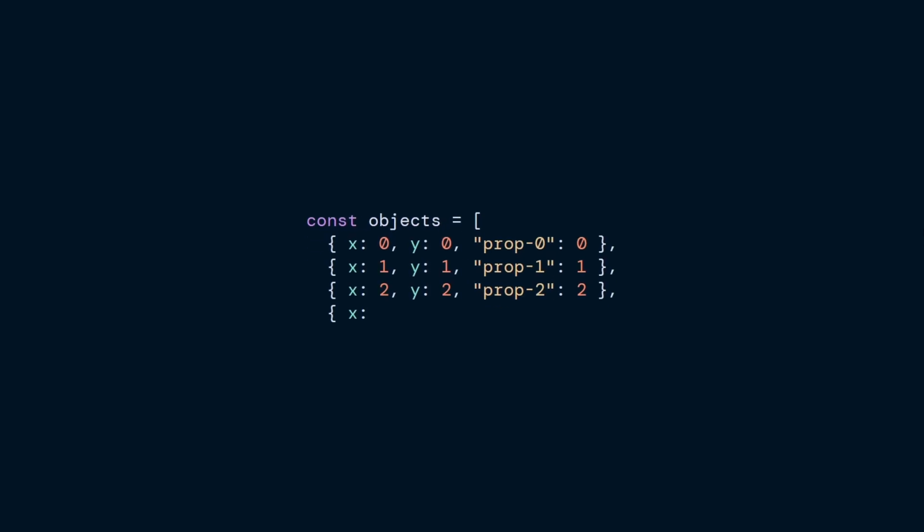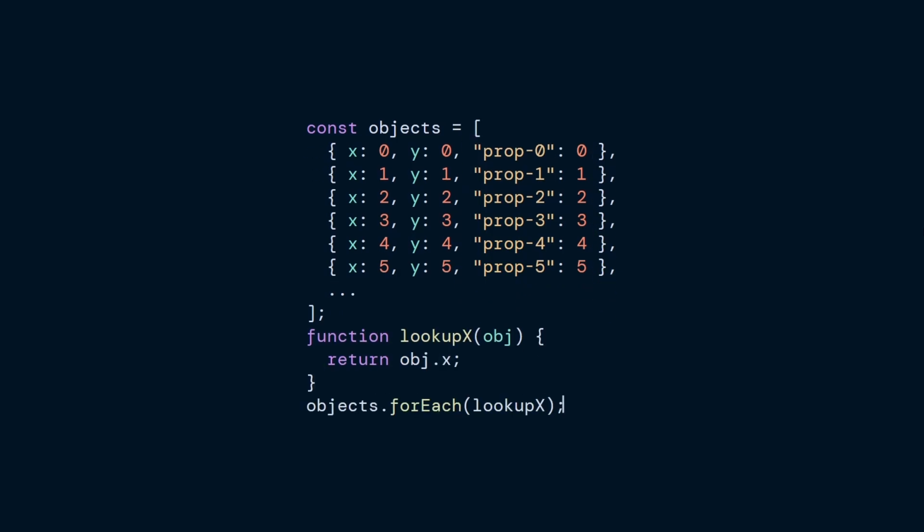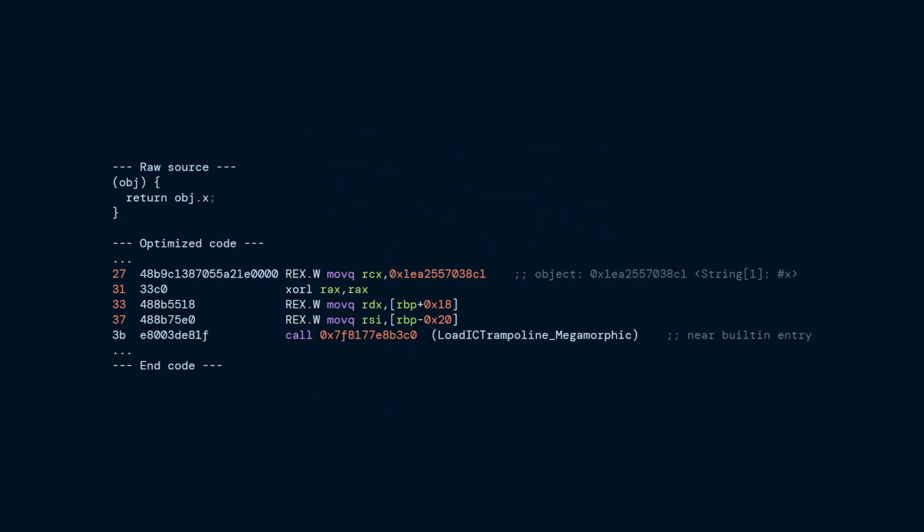So what happens if we call our function with 5 different types? Well, let's take a look. Here's a similar array to the previous ones, except in this one, every single object has a unique named property. We run the same code as before, and here is our optimized function. As you can see, there are no comparisons in this code.